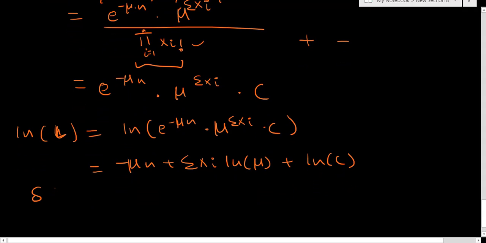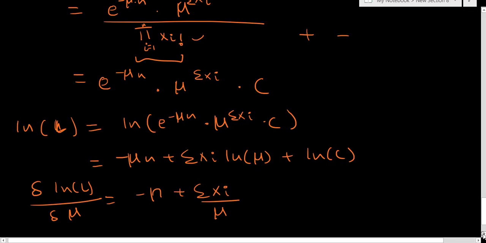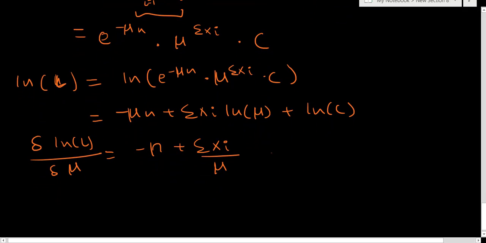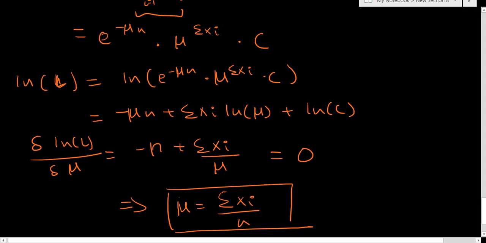So taking a derivative with respect to mu, obviously I have a minus n here, and with this I've got a sigma xi over mu, and this would become 0. So now equating this derivative to 0 in order to find the value of mu, if I send n on that side, and then I just send it under this, mu would be equal to sigma xi over n. Okay, so that is your value for mu, that is your mu hat.